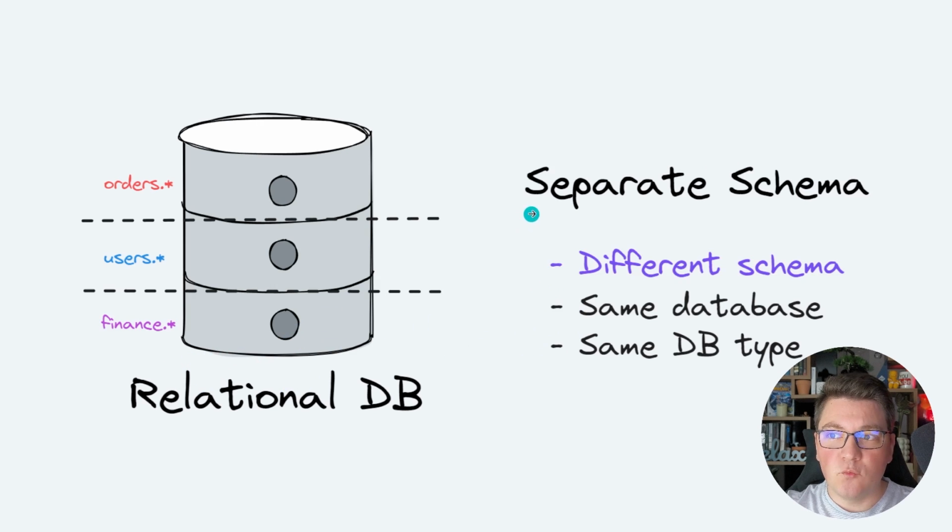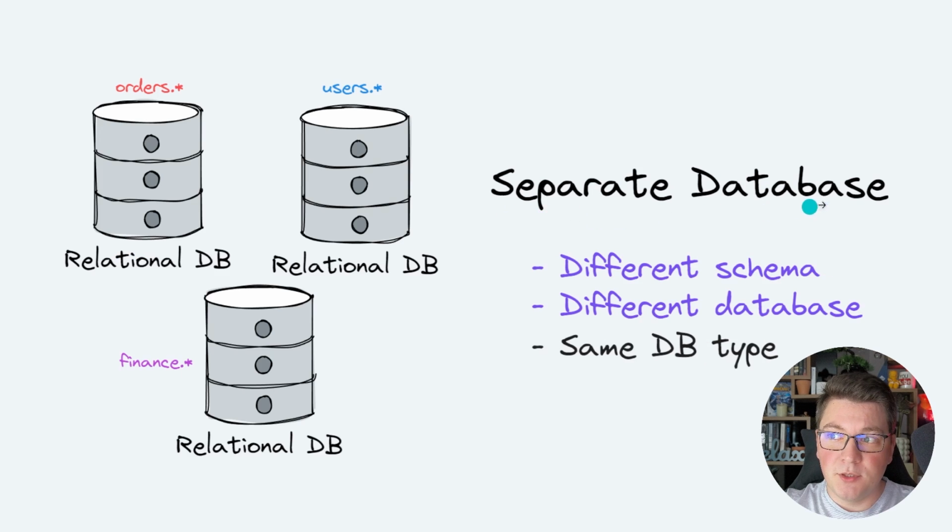database. If we take it one level further, we can separate our modules using schemas. So we're using different schemas for each of our modules, but we are still inside of the same database, and we are still using the same database type. Now you can see that we have three modules here: the orders module, the users module, and the finance module, and the tables for these respective modules all live inside of a dedicated schema inside of a larger relational database.